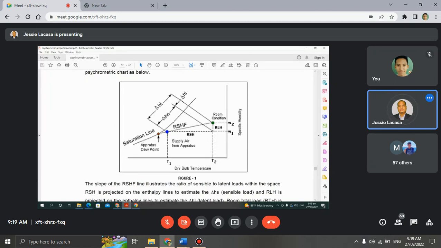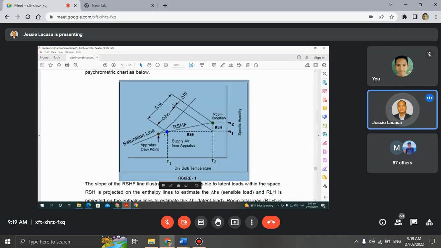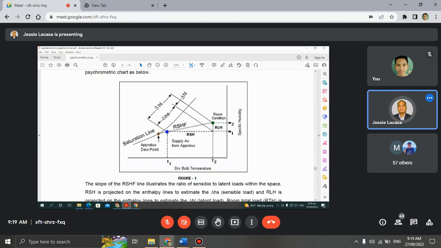So this is the room condition. Then this is your supply air from the apparatus, the ADP, apparatus dew point. The supply is not exactly that, because this is the mix of the bypass and the apparatus dew point temperature.